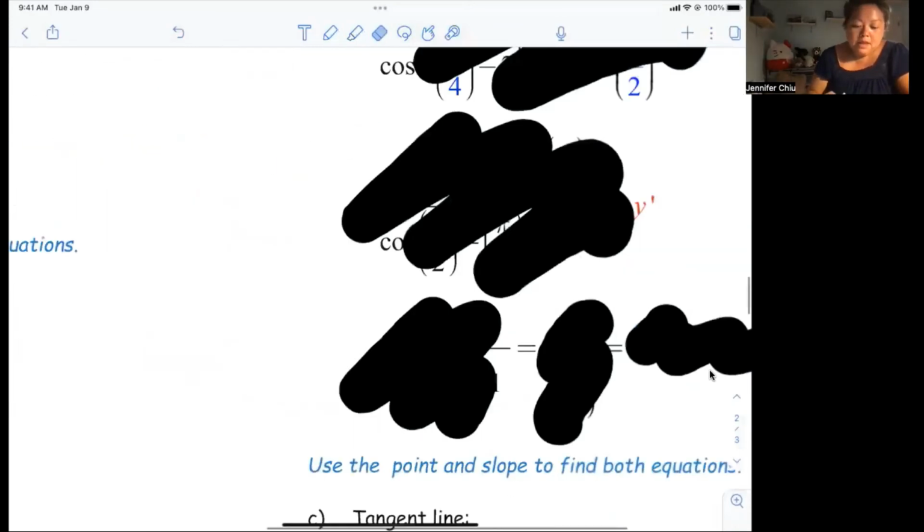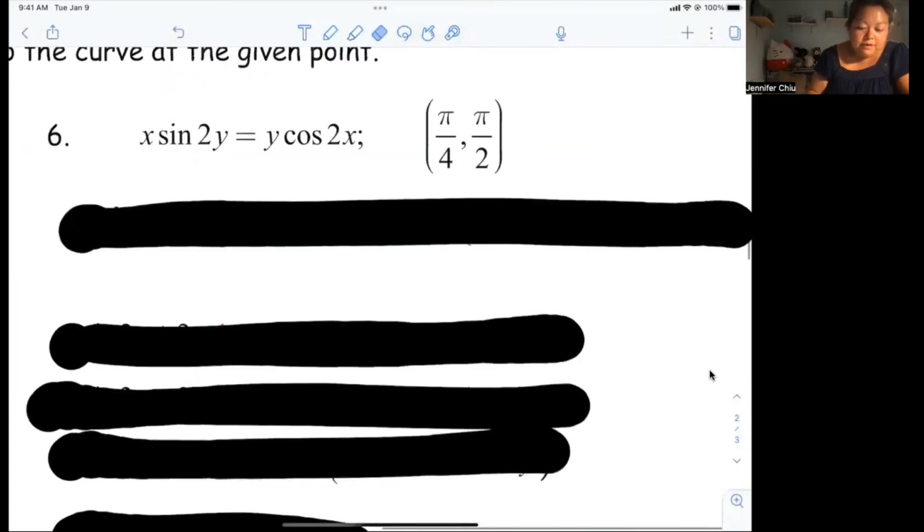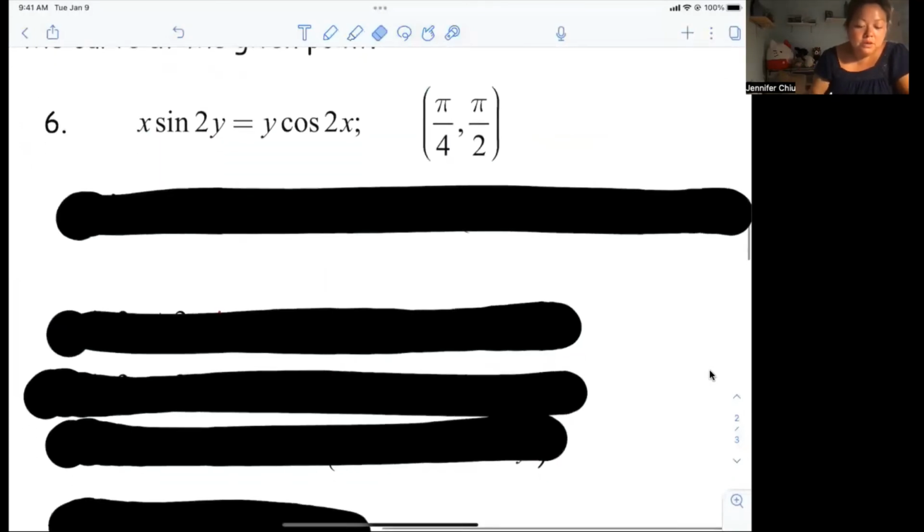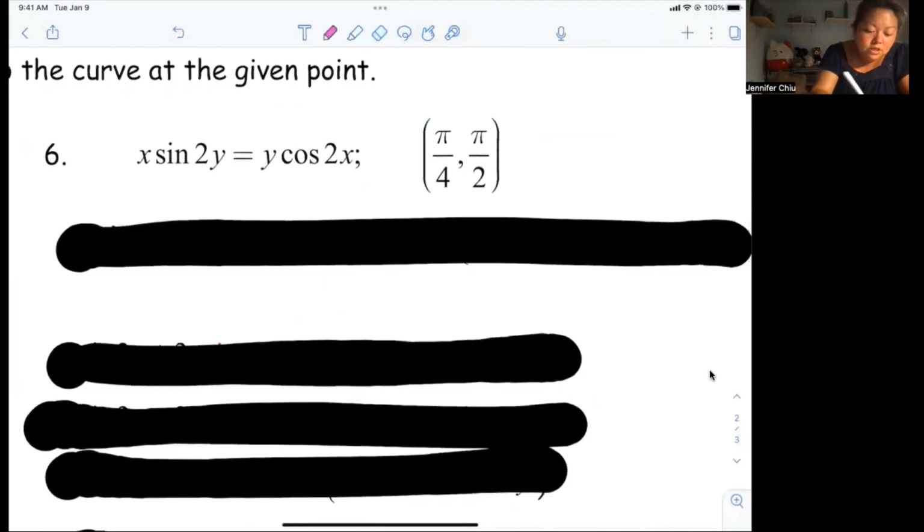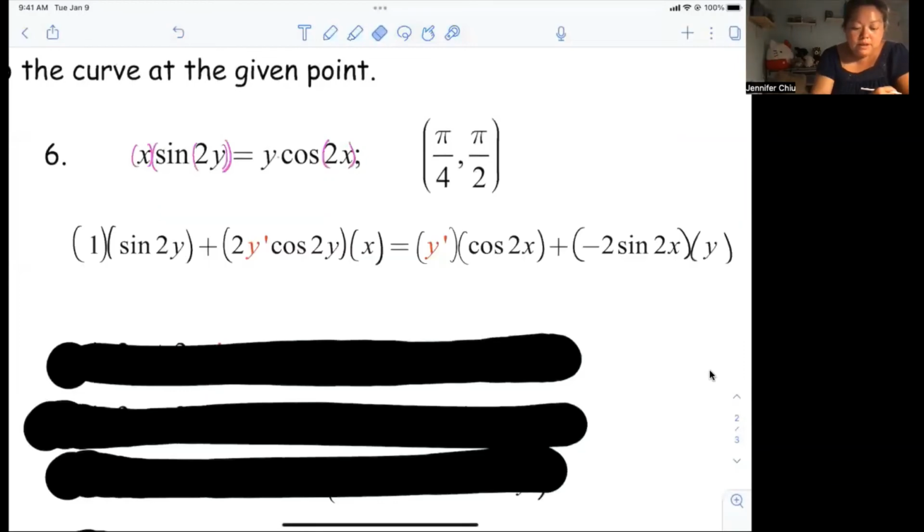Okay. All right, what if you have a different type of equation? We're going to practice 2 of these, right? So now I have this, and again, you need to remember this is x times sine of 2y. So not only is a product rule here, there's a chain rule here, there's 2y right here. Same thing, y times cosine of 2x. So there's product and chain, all right?